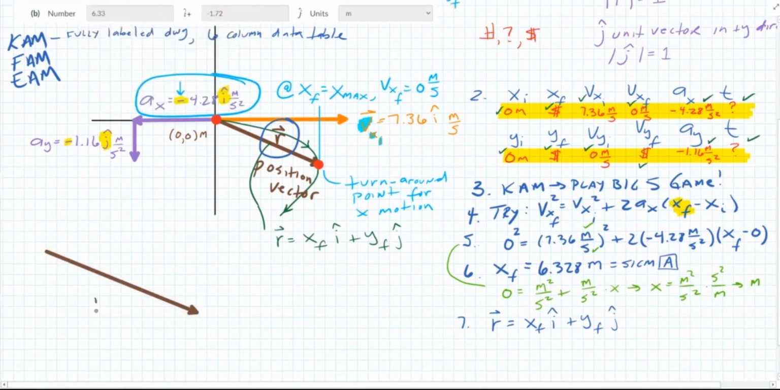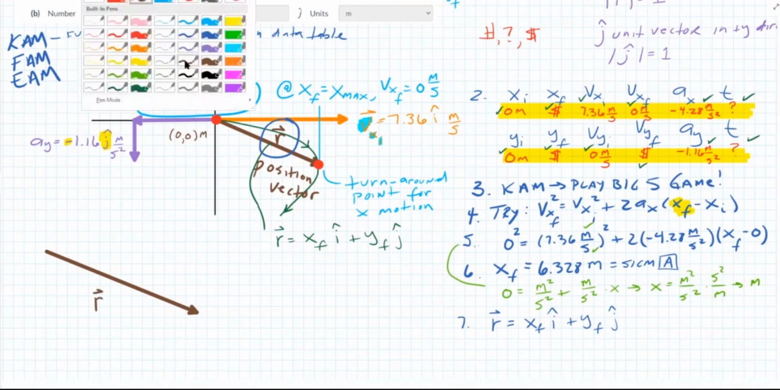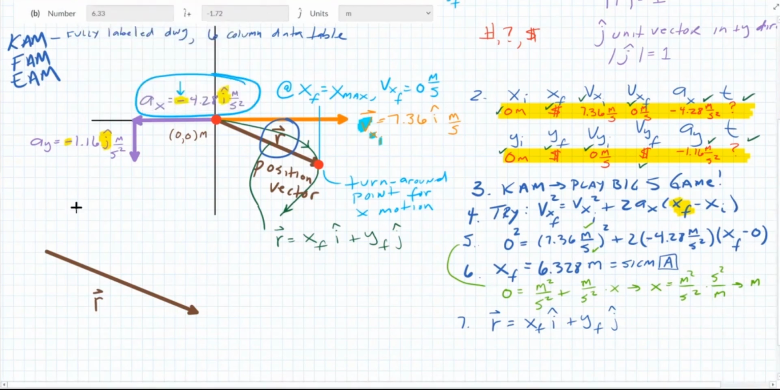It does have a name. It's R vector, and it has 2 components. It has an X component. This is why we study trig. It has an X component that looks like this, and it has a Y component that looks like this. And label those. So this is Rx equals X final I hat. And this is Ry equals Y final J hat. So this is a great visual.